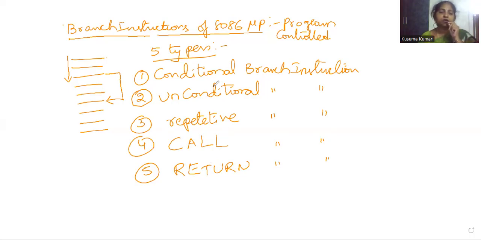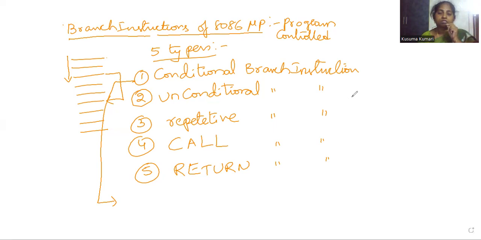Now, first of all, what is a conditional branch instruction? Conditional branch instruction means in the program we give one condition based on the flag status. If that condition is satisfied, then the program execution jumps from one instruction to another instruction. Otherwise, if the condition is not satisfied, then the microprocessor execution carries on sequentially.